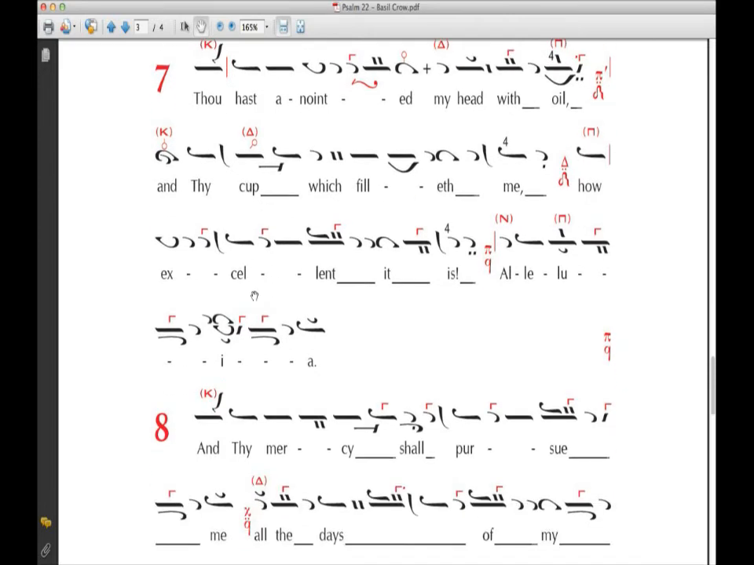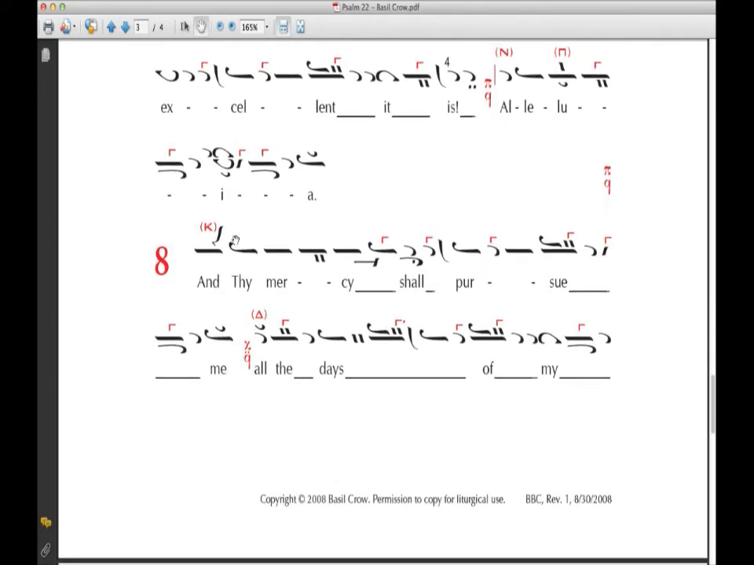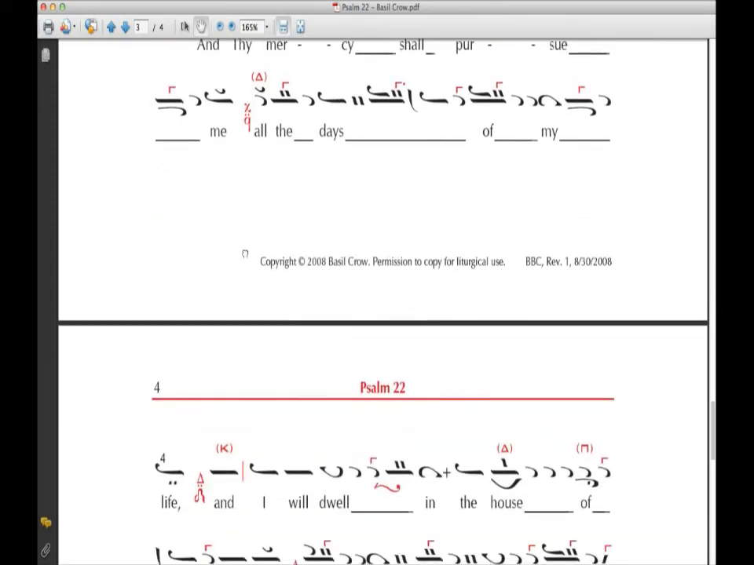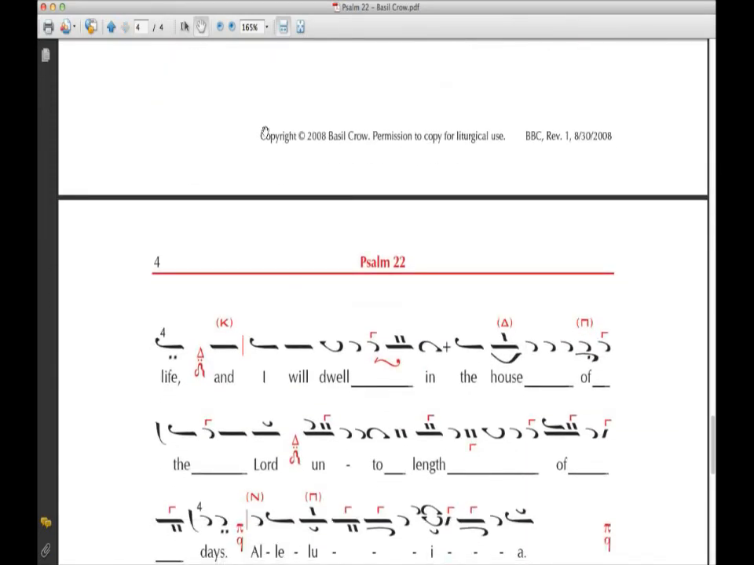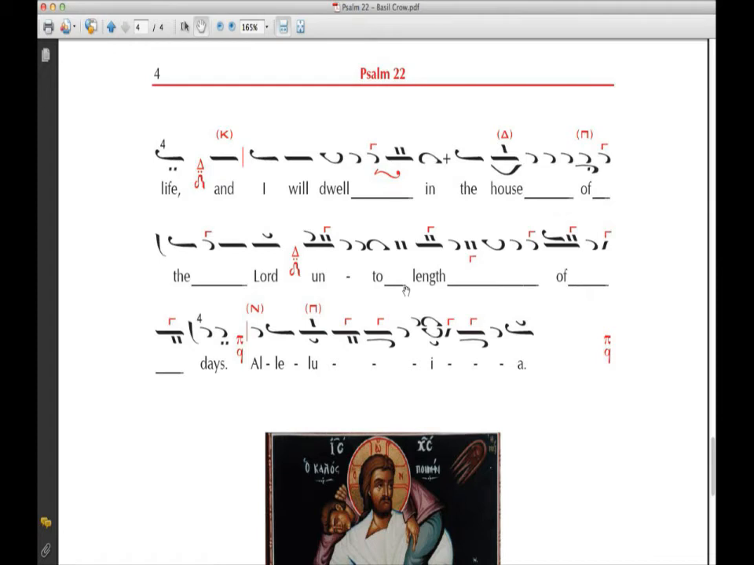Hallelujah. And thy mercy shall pursue me all the days of my life, and I will dwell in the house of the Lord unto length of days. Hallelujah.